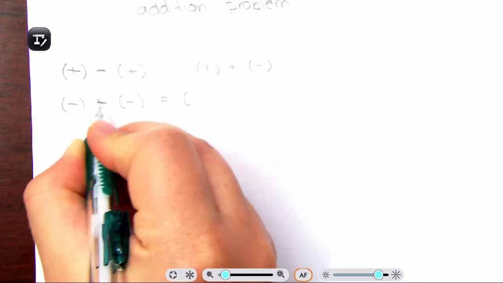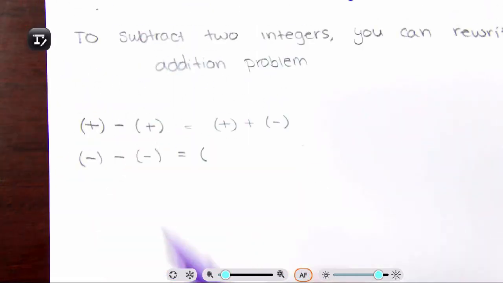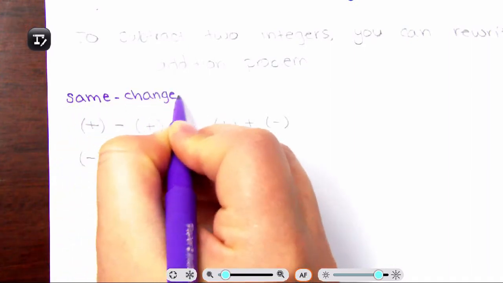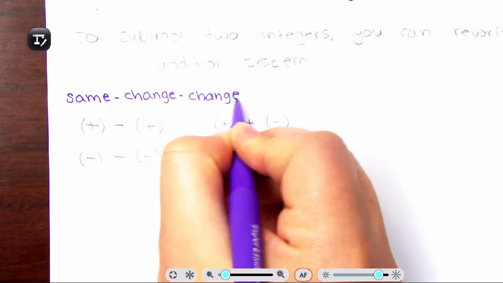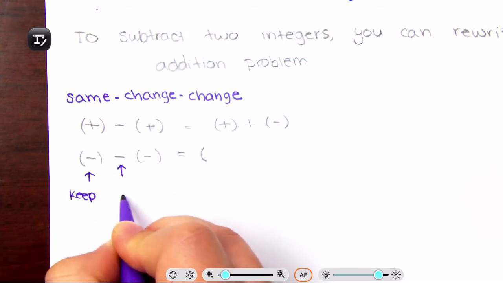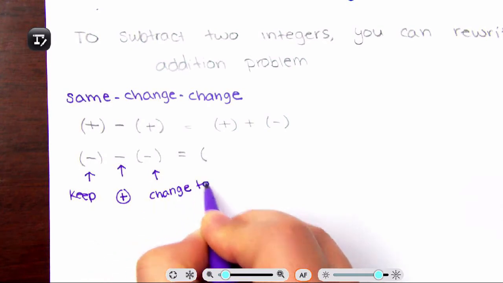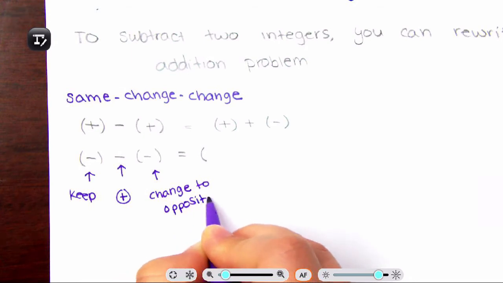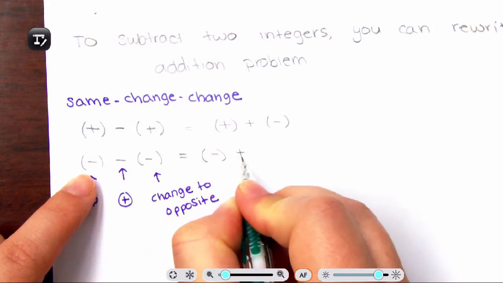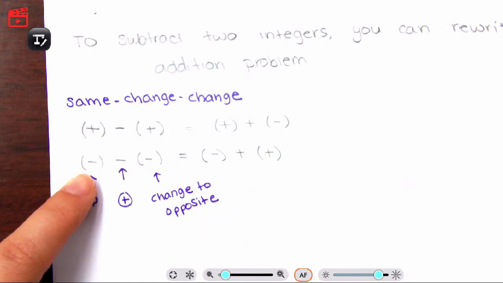That can be rewritten always. Change the sign in the middle. Let's actually write an acronym for this. We're going to do same, change, change. You can also say keep. We're going to change to addition, and then we're going to change to the opposite. So if we do that, we're going to keep the first one, change the second one, and change to the opposite. So if my opposite is a minus, I'm going to change it to a plus.